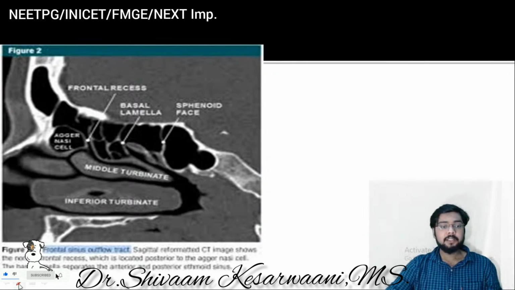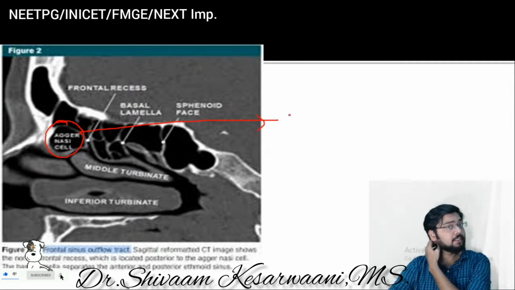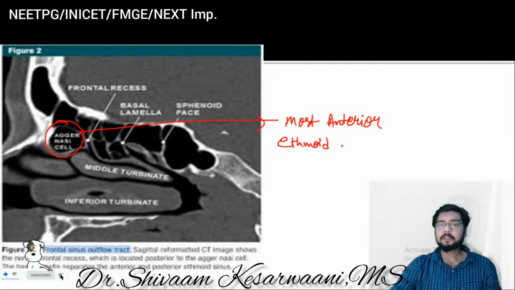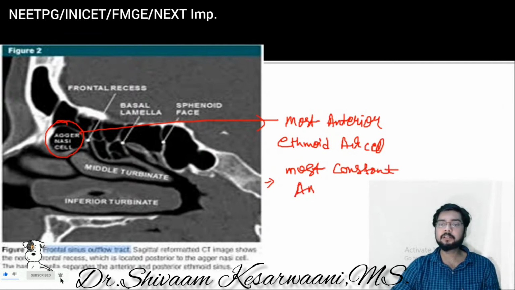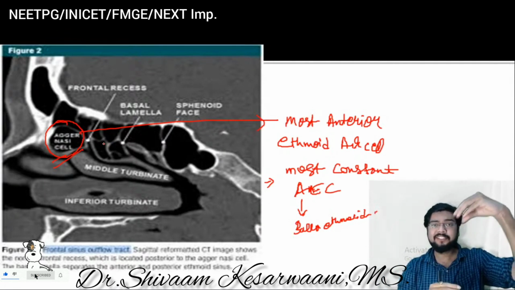One important thing that they had asked in one of your previous year exams is this agger nasi cell. So agger nasi cell might be present, might not be present. Actually, if it is pneumatized, then you would be able to see it. So what is this? This is the most anterior ethmoid air cell. And what is the most constant? Anybody? Most constant anterior ethmoidal cell? Most constant anterior ethmoidal cell is your bulla ethmoidalis, right? But most anterior is your agger nasi, right? This agger nasi cell is there in relation with the facial recess.